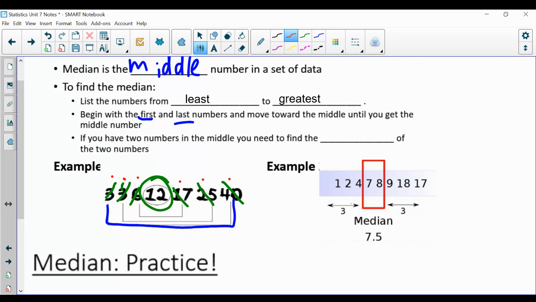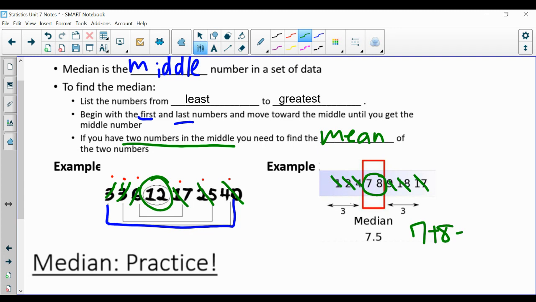Now, in this example, when we cross them out, starting with the beginning and moving towards the middle, it turns out we have two numbers in the middle. And when you have two numbers in the middle, you're going to have to find the mean of those two numbers. What we just talked about is going to come back into play. So we'll add 7 and 8 together. That gives you 15. And then you divide by the two numbers that you added. I'm not dividing by the total number in this data set. I'm just dividing by the two that I added together, which were 7 and 8. So 15 divided by 2 gives me a final answer of 7.5.